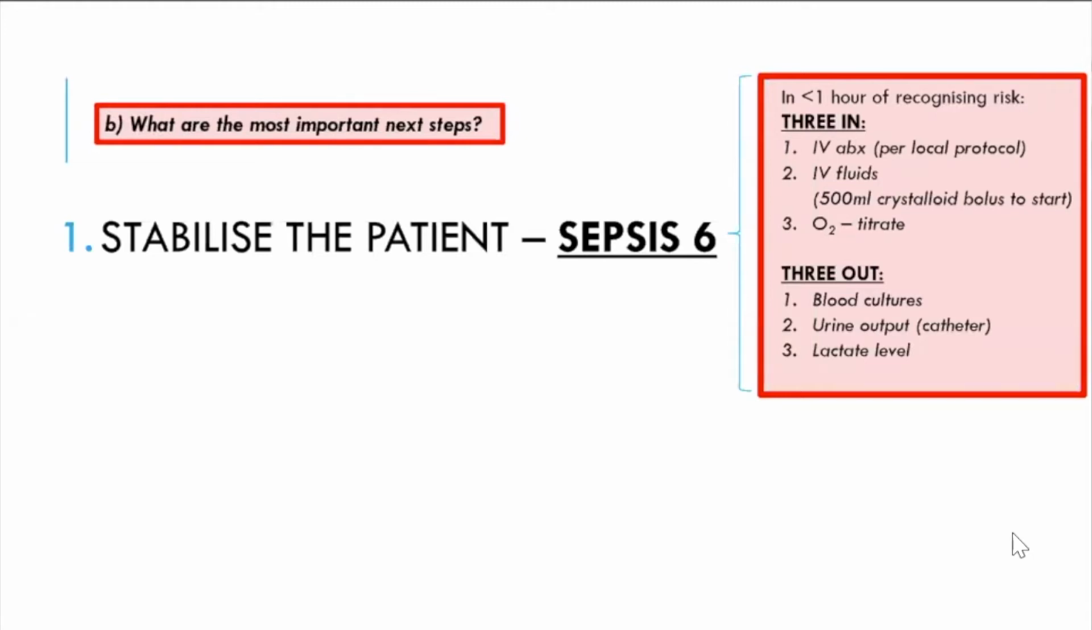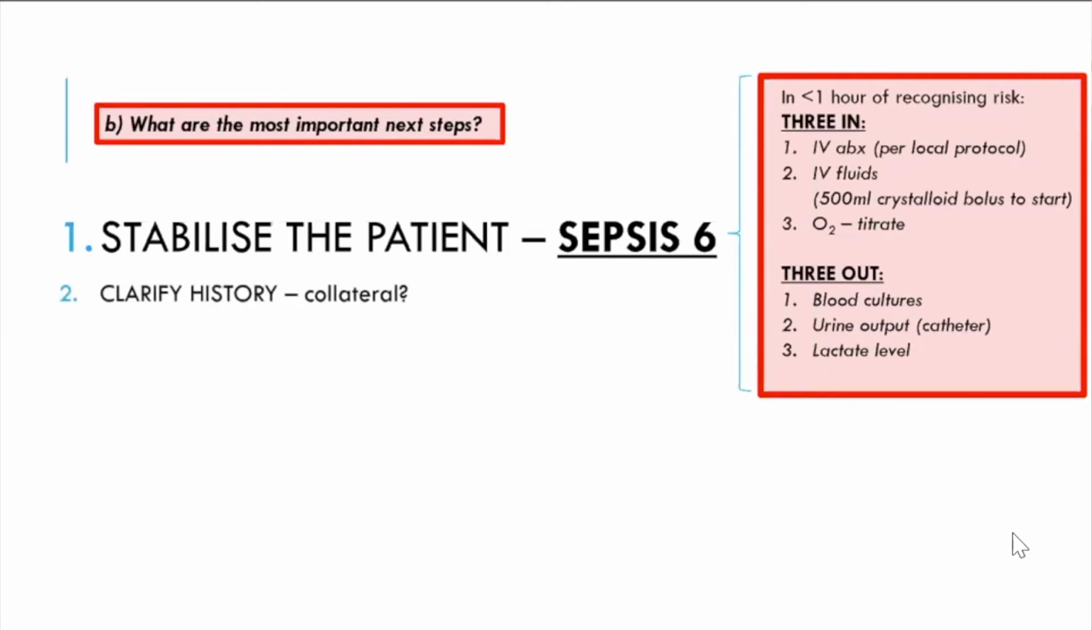So, most importantly, you want to do blood cultures, get a catheter in and do a lactate, but vitally you want to get intravenous fluids in and intravenous antibiotics in. Those are the 2 real most important things that are going to save this patient's life.